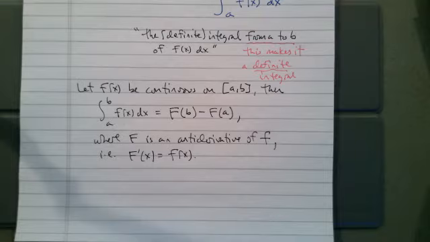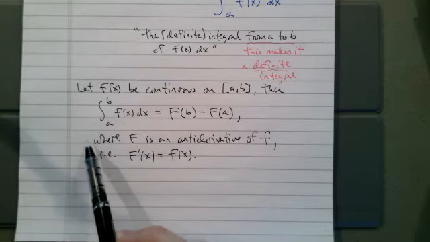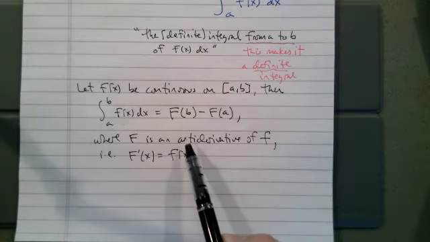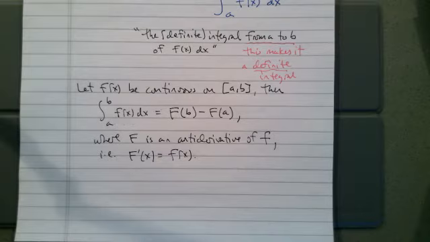So this is tying a thing that we're doing, this area under the curve business, with that other thing that we were doing before, derivatives. We just have to do derivatives backwards, and then we can plug in the endpoints. Let's look at an example.